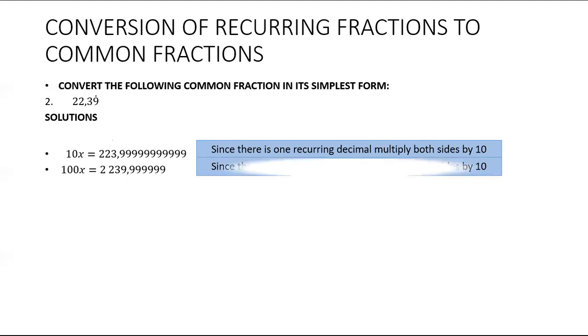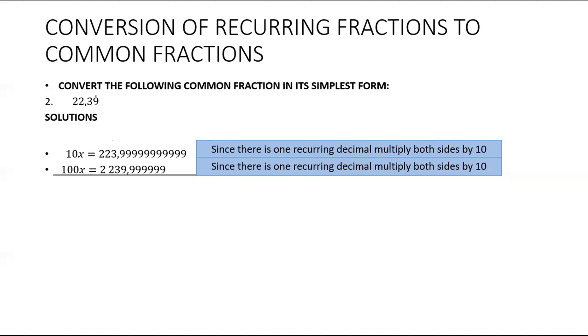Now you're going to take equation 2 minus equation 1. Remember, the equation that you multiplied will be equation 1. The equation that is the result of multiplication will be equation 2. Then you're going to take 100 minus 10. You keep the x, okay? 100 minus 10 will give you 90x.